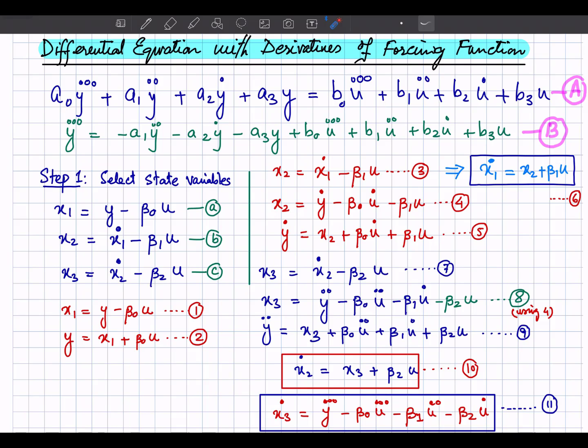In this video we will discuss the state space representation of a differential equation with derivatives of the forcing function. In the previous video we have seen the state space representation of a differential equation without the derivatives of the forcing function.